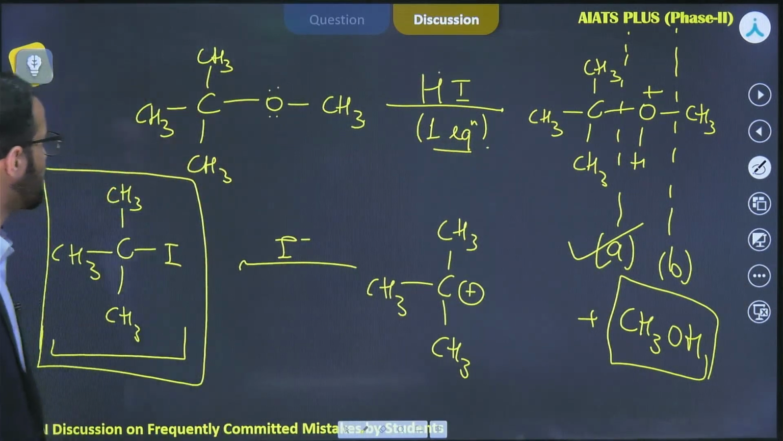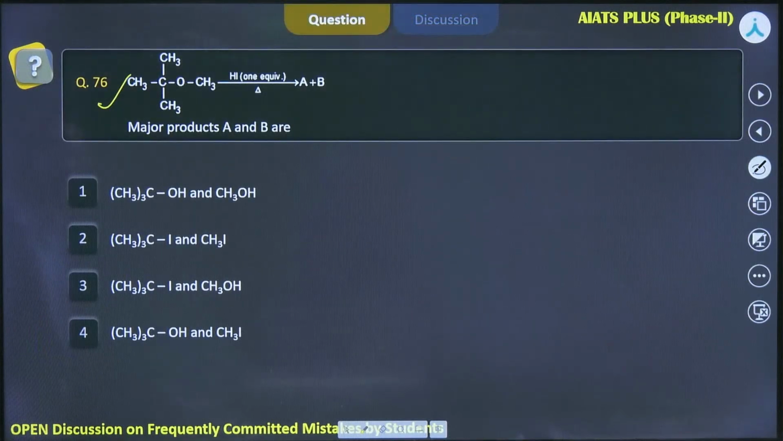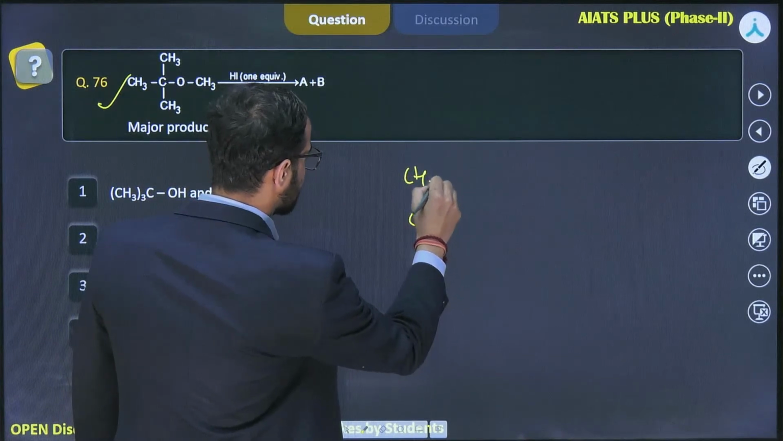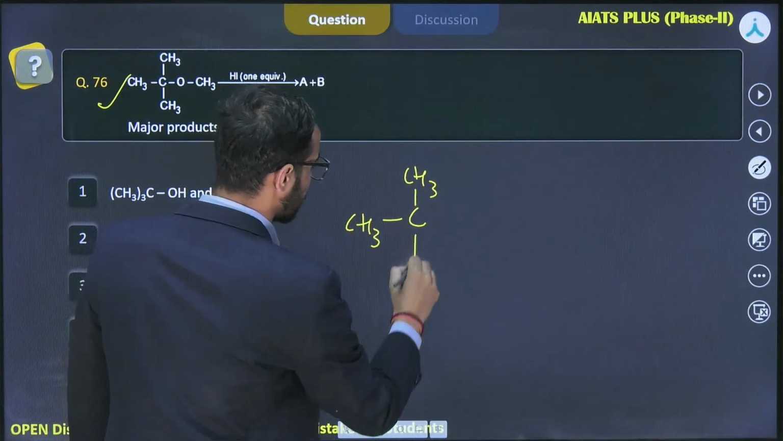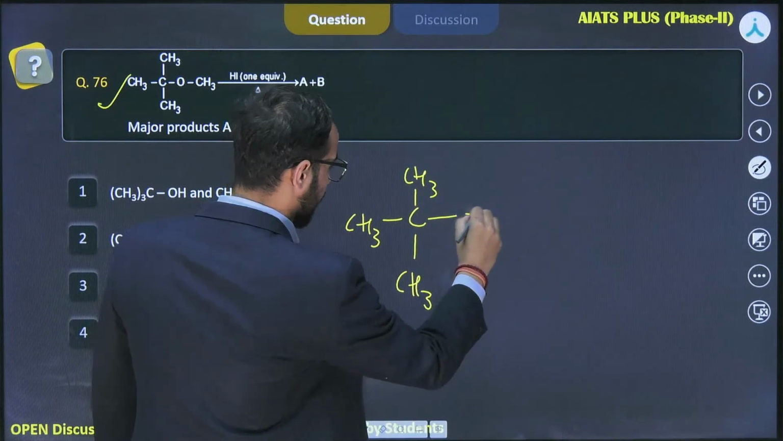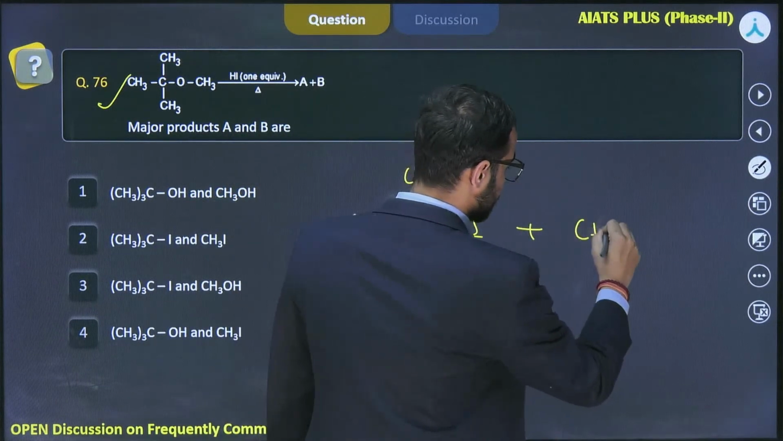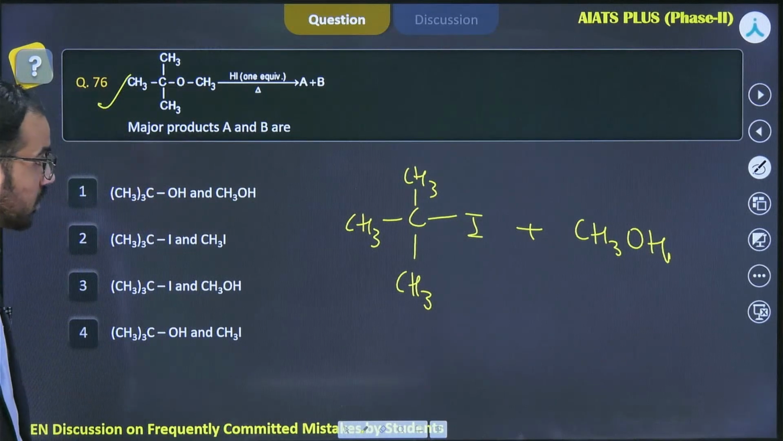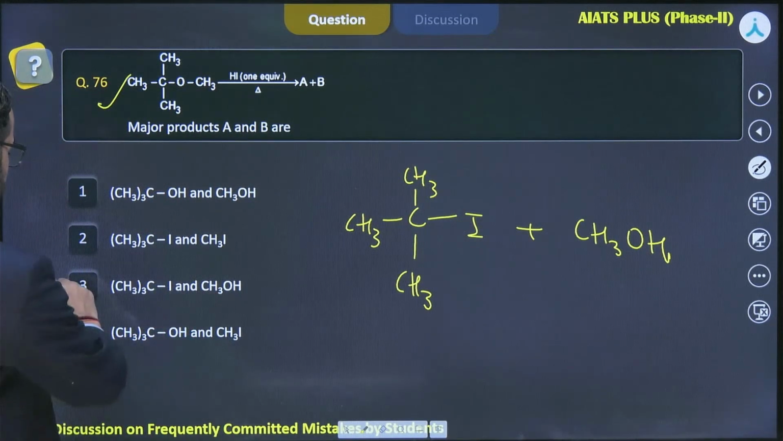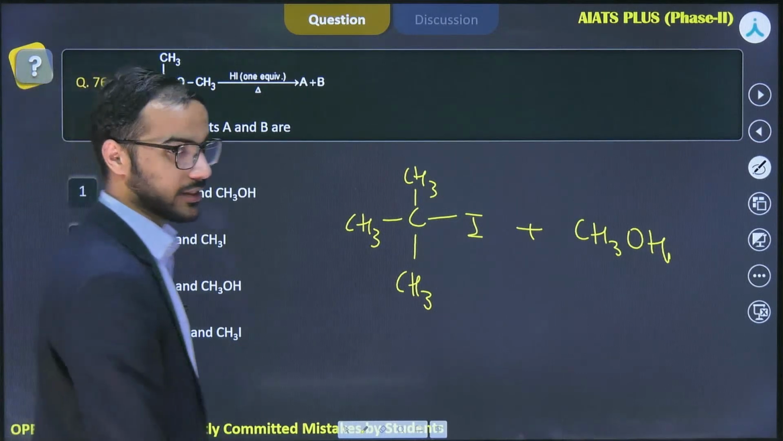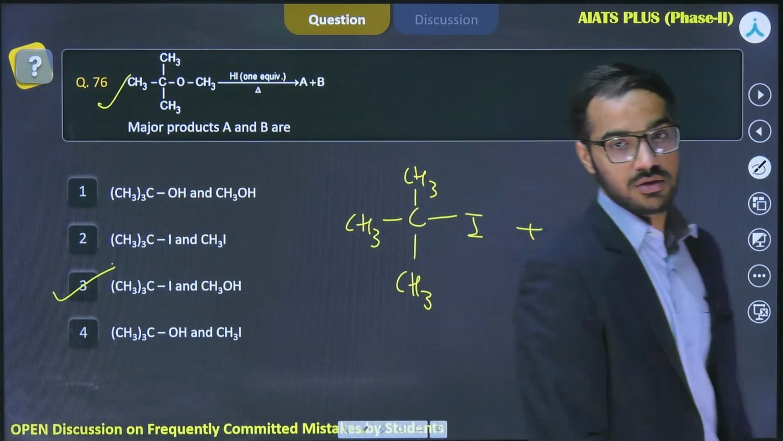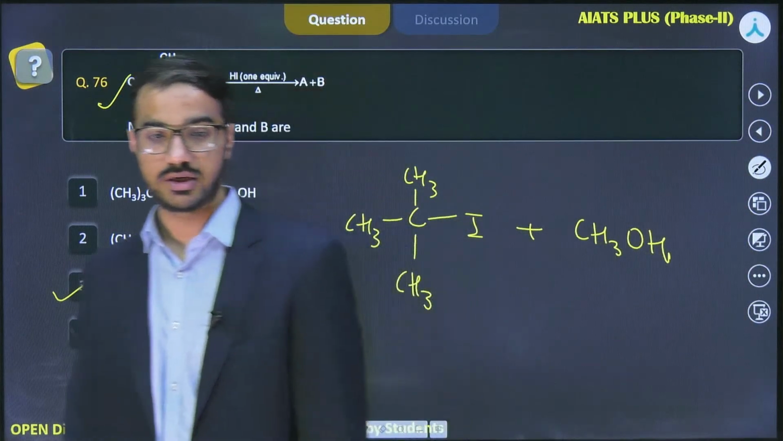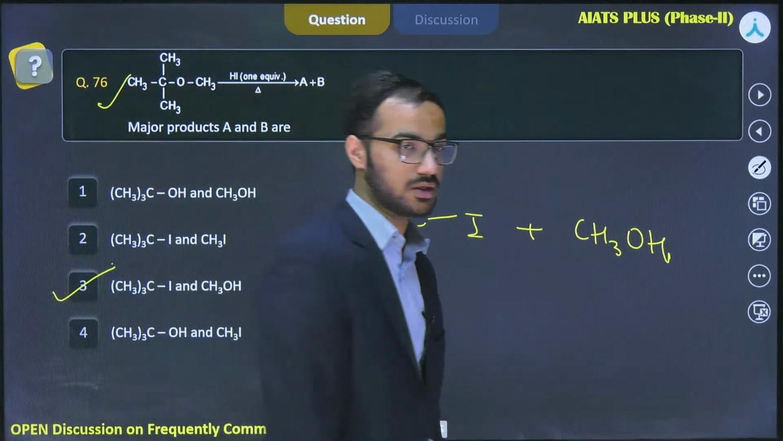Okay, let us check the options. The product formed is CH3, CH3, CH3, and I is there, plus CH3. Let us check which option is correct. There is ethanol as well as this. So option 3 must be the correct answer to this question. So Lakshman Patil has given the absolutely correct answer. Option 3 is correct.